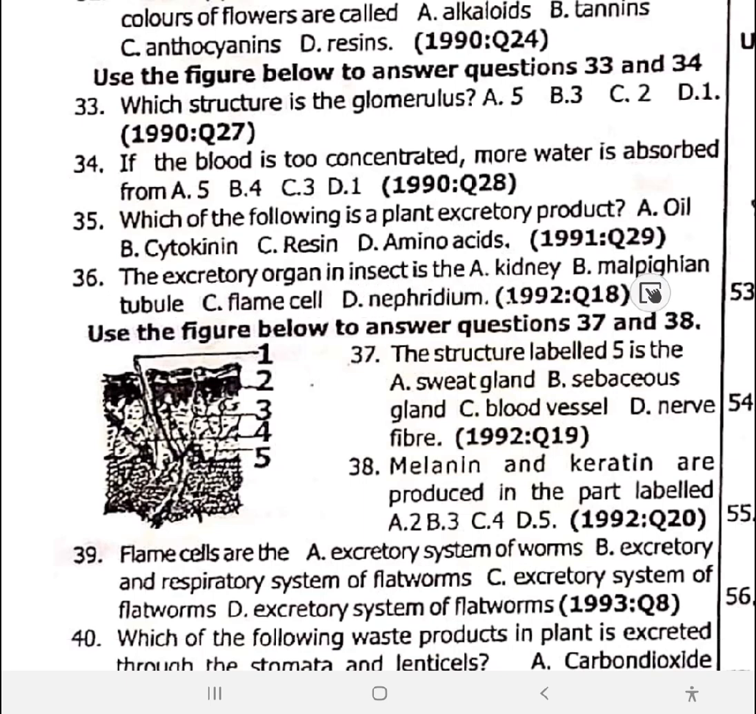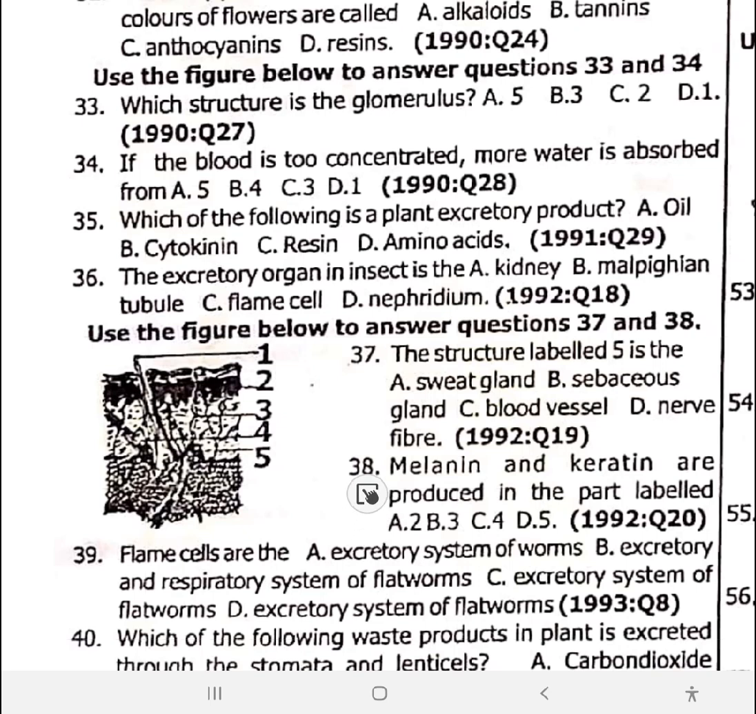36. The excretory organ in insect is malpighian tubules. This one now is for worm. Remember we talked about them just now. 36 is option B. Malpighian tubules. 37. The structure labeled 5. It's not actually clear. But just know that 1 here is the hair, 2 is the malpighian layer, 3 is the sweat duct, 4 is the sebaceous gland, and 5 is the sweat gland. So the sweat gland, 37 is option A.